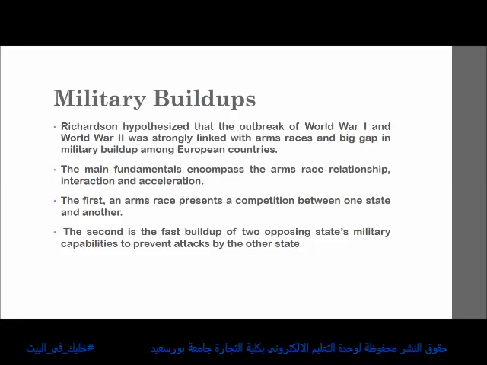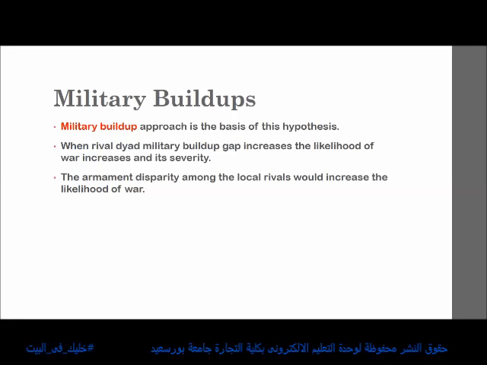The first, an arms race presents a competition between one state and another. The second, the fast build-up of two opposing states' military capabilities to prevent attack by the other state. Very simple. The military build-up approach is the basis of this hypothesis. When rivals converge, the military build-up gap increases, the likelihood of war increases, and its severity. This reminds us of the same assumption of balance of power. The armament disparity among the local rivals will increase the likelihood of war.